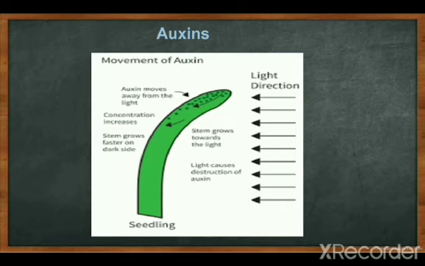Terminal buds in plants inhibit the lateral buds, inhibit the growth of lateral buds. This is brought about by the auxin produced at the tip of the stem, which travels down and inhibits the growth of the lateral bud. Okay, this phenomenon is called apical dominance.